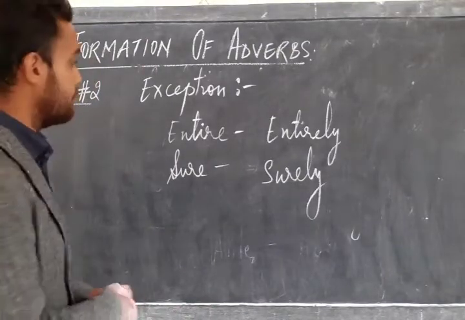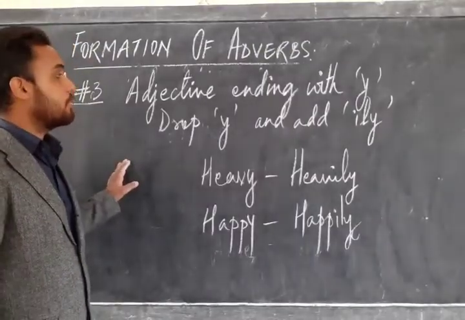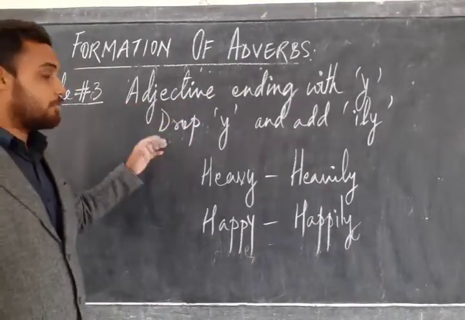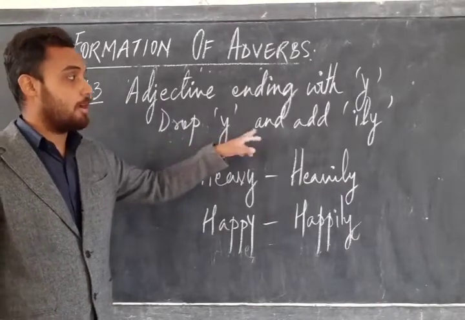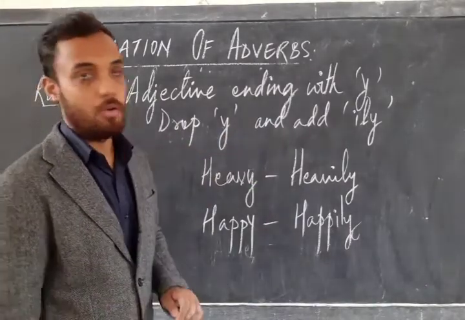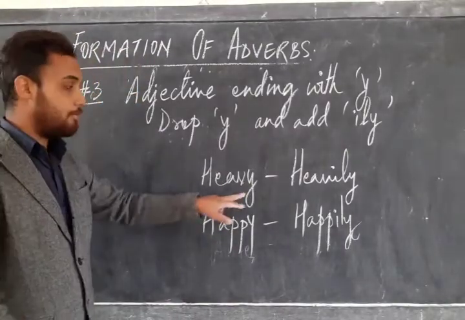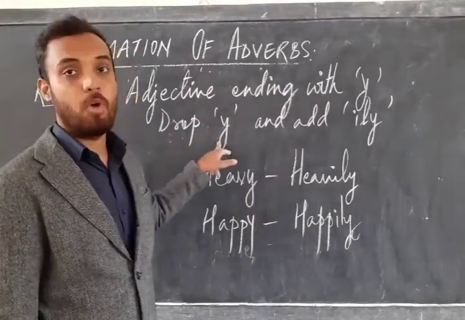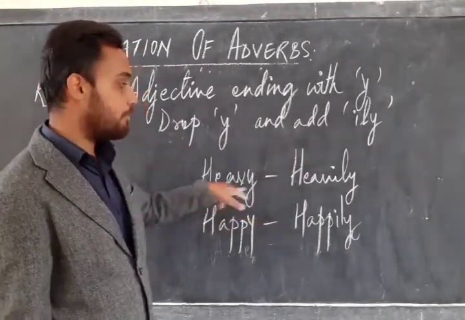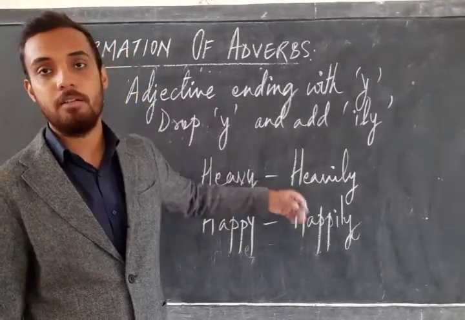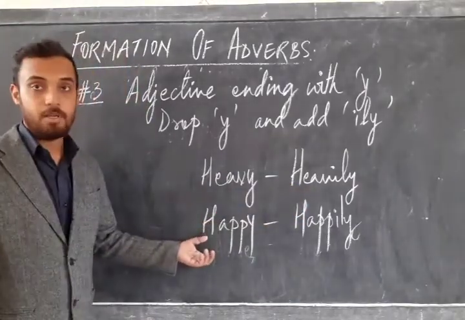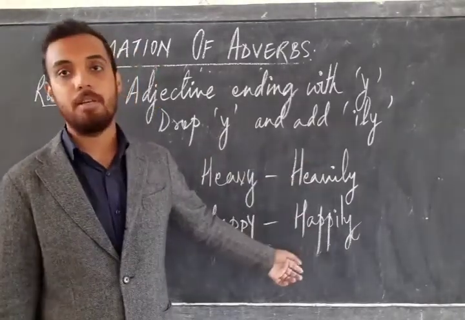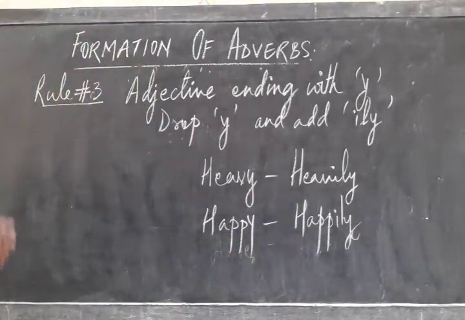Now rule number 3. Rule number 3 says adjective ending with the letter y. What do we have to do to form the adverb? Drop y and add ily. Example, heavy. Heavy ends with the letter y. We have to drop y and add ily. So heavy becomes heavily. Again, happy ends with y. Drop y and add ily. It becomes happily. That was rule number 3.